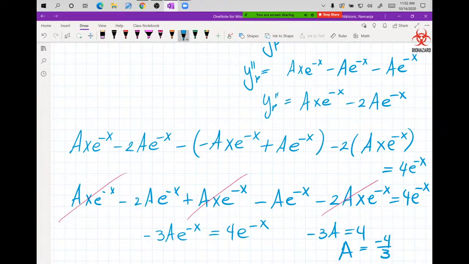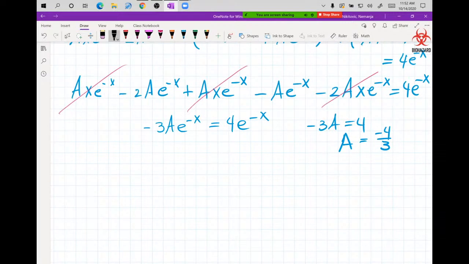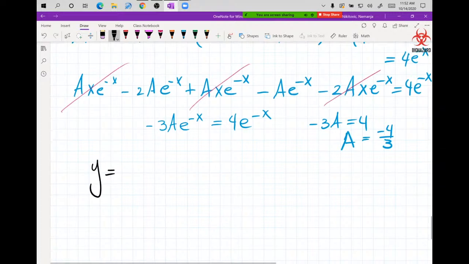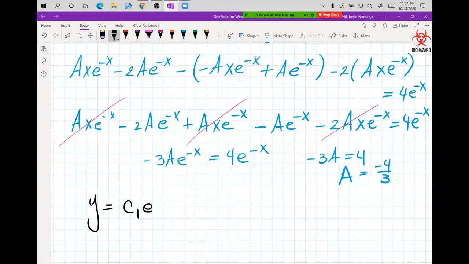Like I wrestled with bears for like an hour. So we can finally write our solution. y is equal to the same complementary solution, c1 e to the 2x plus c2 e to the negative x, and here is a minus 4/3 x e to the negative x.